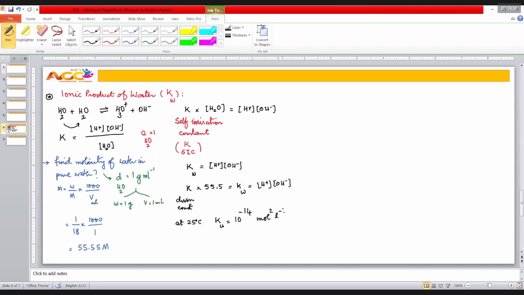square per liter square. You can also write molarity square, because you have the concentration of H plus ion in moles per liter. Similarly, at 90 degrees centigrade, Kw is 10 power minus 12 mole square per liter square. What is happening? As you increase temperature, the numerical value of Kw also increases.